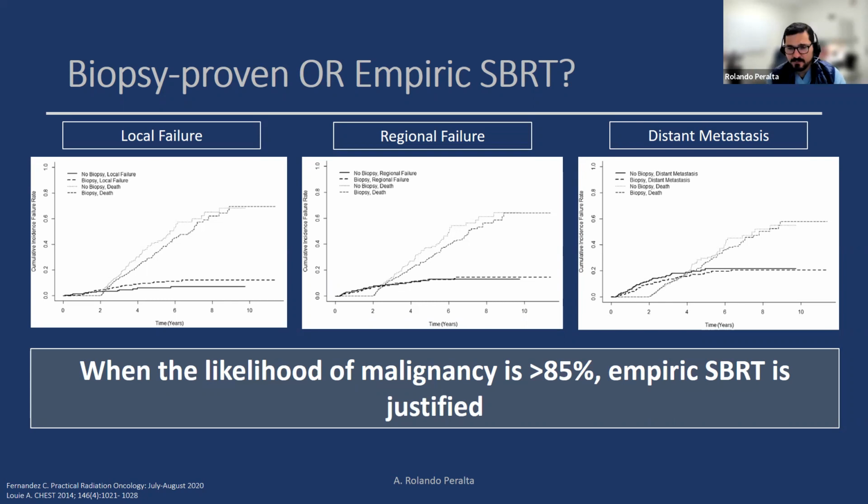This was a study that did exactly that. They looked at patients with high probability biopsy proven and high probability non-biopsy proven, likely to be early stage non-small cell lung cancer, and then they followed them. For local, regional, and distant metastases, the numbers were very similar. So these are the curves, that one, and that one. And this one is for death, okay? So as you can tell, it's very likely. What this means for clinical practice is that when you think the probability of cancer is exceedingly high in a very high-risk patient, you should consider presenting this case at tumor board because they might be okay for empiric SBRT.